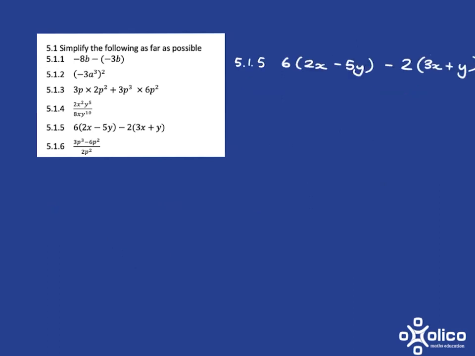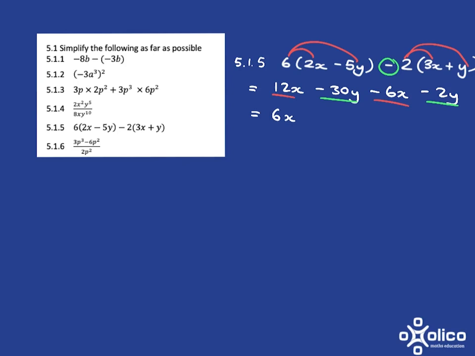Okay, for this one, I obviously need to use my distributive law. And the one thing I'm going to do is just put a big circle around that negative because it's very easy to forget it and then get things wrong. 6 times 2, 12x. 6 times negative 5 is negative 30, so I've got negative 30y. Now negative 2 times 3x is negative 6x, and negative 2 times y is negative 2y. And now I'm just adding or subtracting, and so I need to look for my like terms. And then I get 12x minus 6x is 6x, and minus 30y minus 2y is minus 32y.